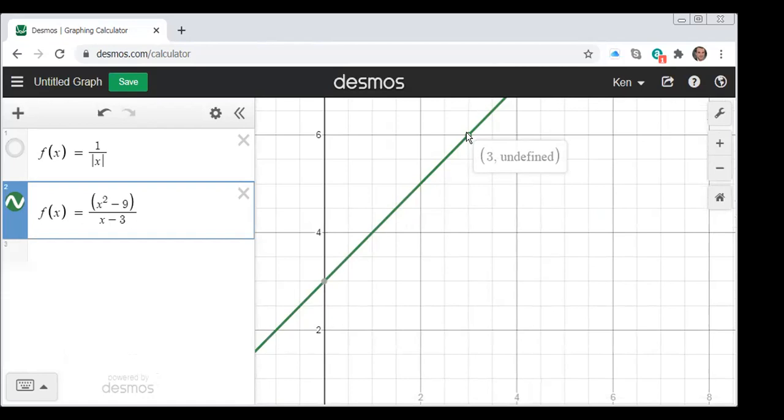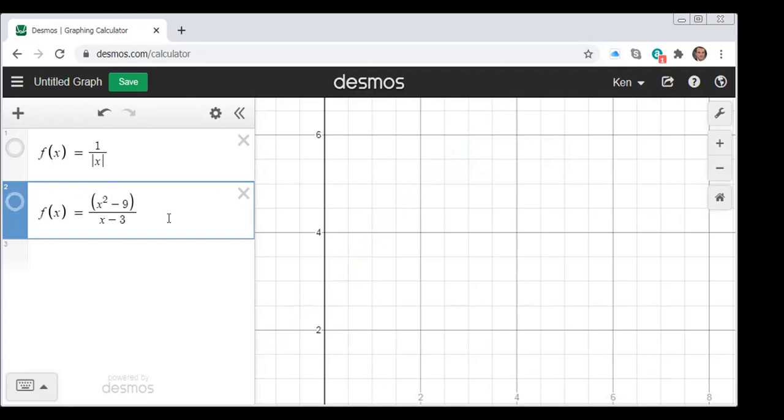So this green function is an example of a removable discontinuity, because if you made a new function g and just defined it to be equal to 6 when x is equal to 3, that would fill in the discontinuity. That's why it's called removable.